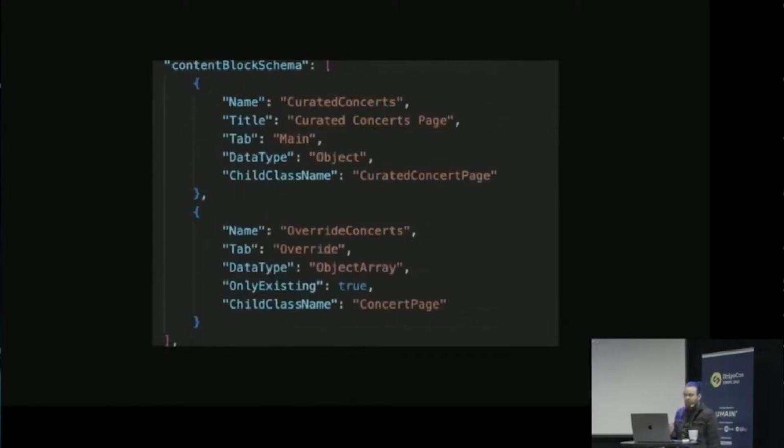But what if instead of defining a schema, you wanted to link to an existing Silverstripe object? Well, you could do that too. As you can see here in this example, curated concert refers to a curated concert page type, and overridable concerts actually let you specify a list of content page types. The idea here was for our generated content block fields to also connect to existing data models outside it.